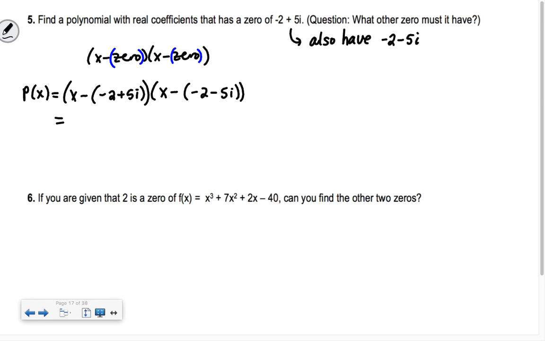It's a little cluttery, too many parentheses, so we're going to clear that by distributing our negative into each thing, okay? So we distribute the negative, and we get x plus 2 minus 5i times x plus 2 plus 5i.